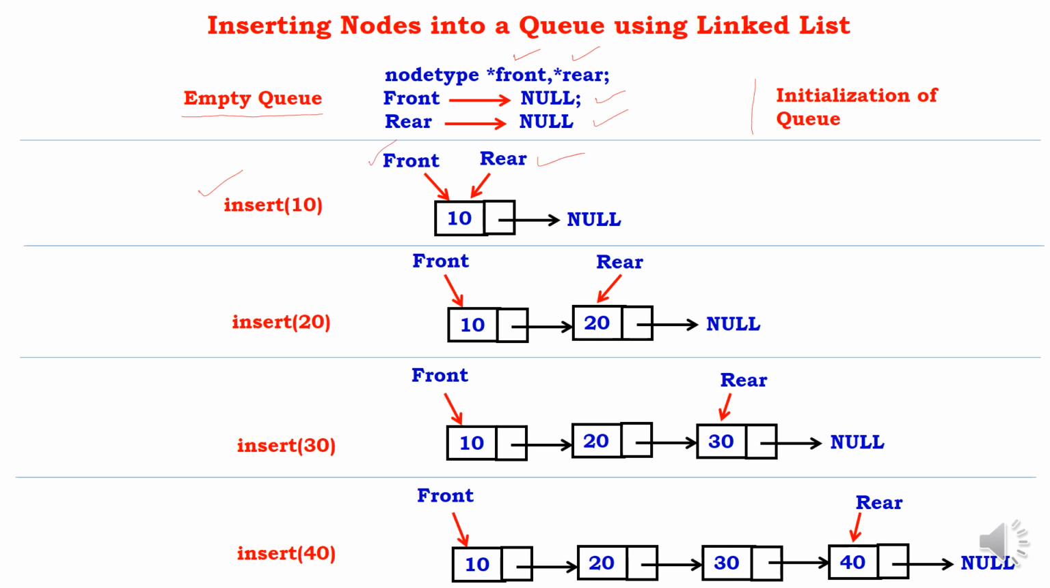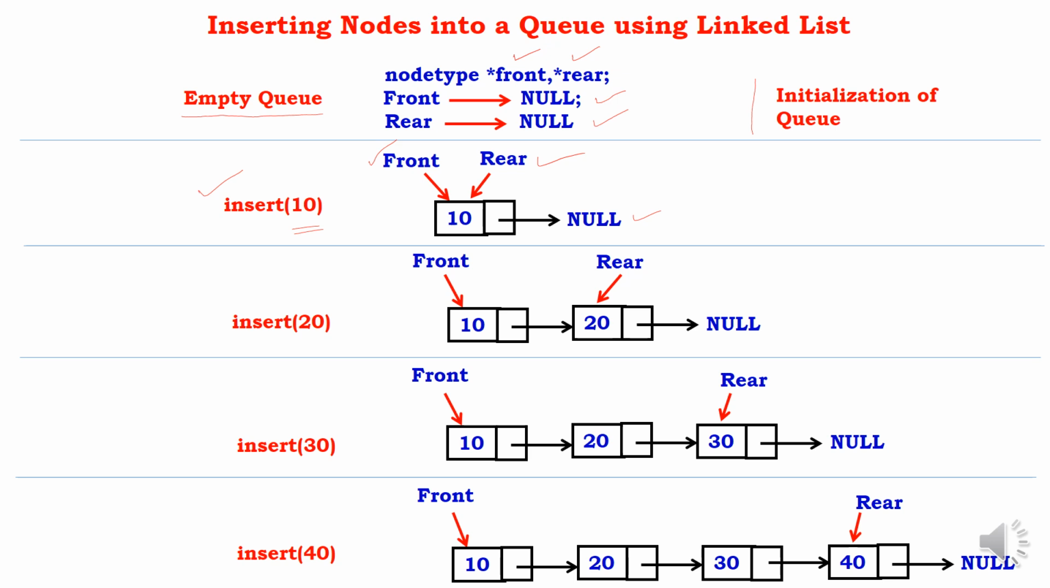See here, we have created a node with information 10 as we wanted to create a node with information 10. Front is pointed to that node and rear is also pointed to that node. That is the first node and that is the last node. See, the next of this node is null, indicating that it is the last node. Front is pointed to first node and rear is pointing to last node because there is only one node. That is first node, that is last node.